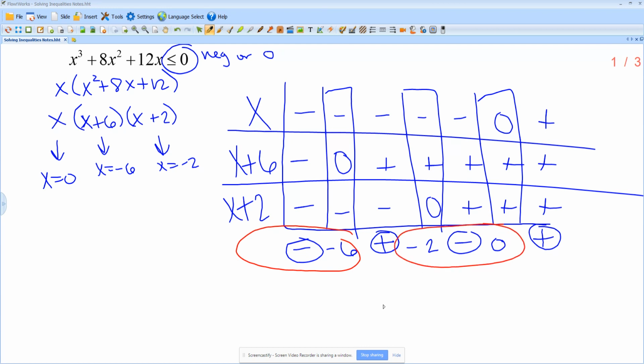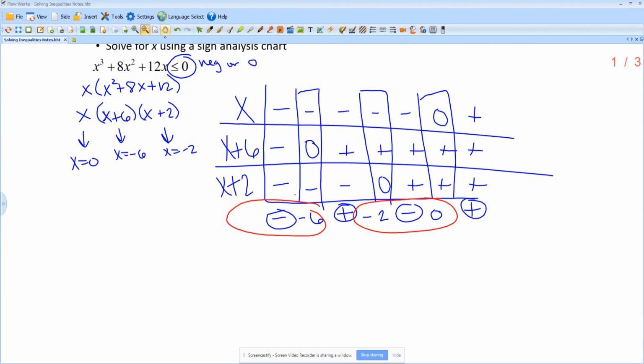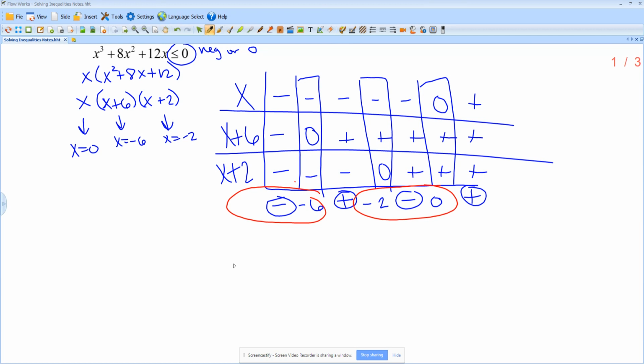Here I have negative. When I write my final answer then, all the way here infinitely to the left at negative infinity up until negative 6. In this case, 0 is included as an answer, so I put a bracket. In union with negative 2 to 0. Brackets around both of those as well, because in these individual columns, I would get 0. 0 times positives or negatives still giving me 0.